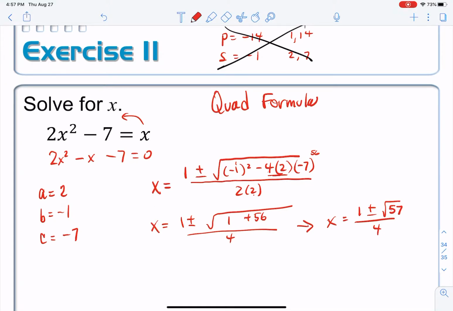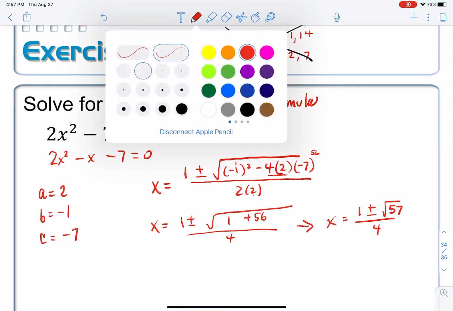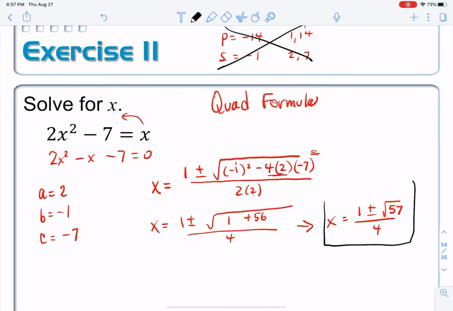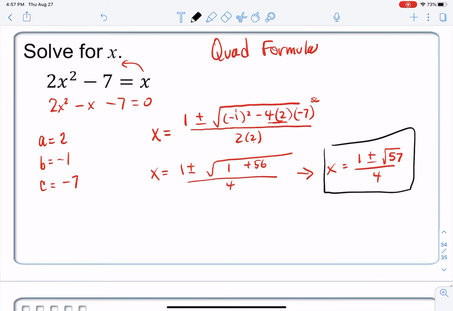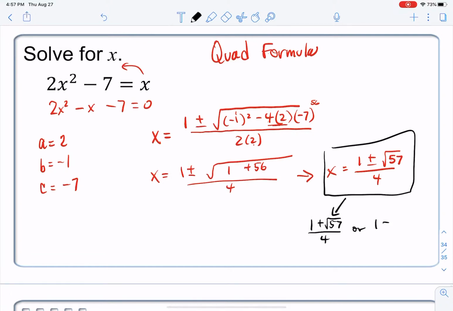And there you have it. Now remember that this is essentially, I'll box them, because that's what we like to do. Hey, this is my answer over here. Remember that this is essentially two different answers. One of them is with the positive square root of 57, and the other one is with the negative.